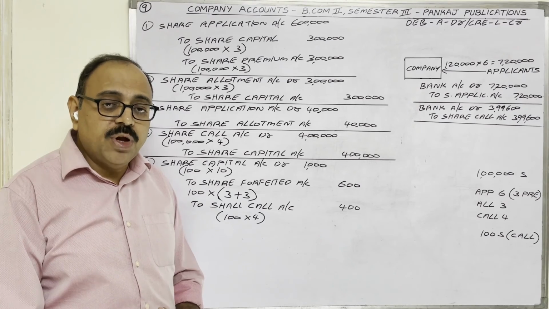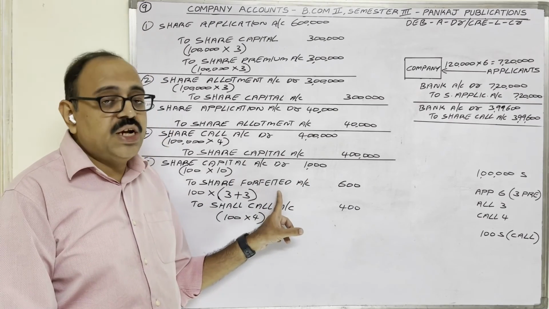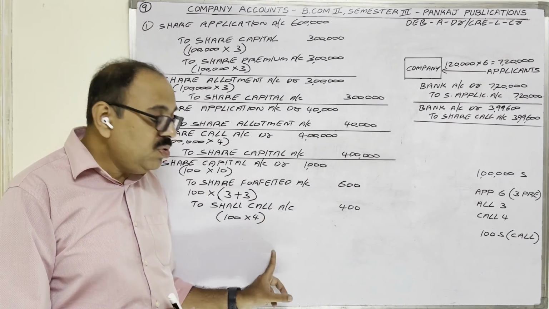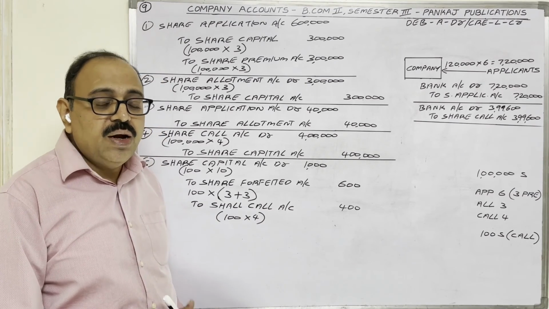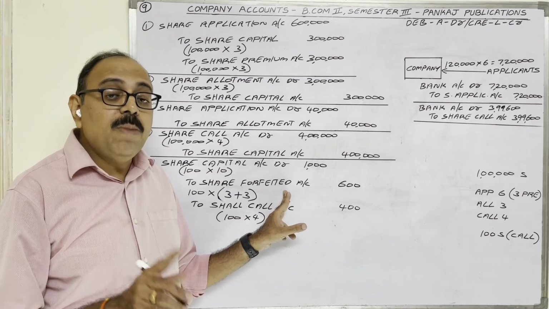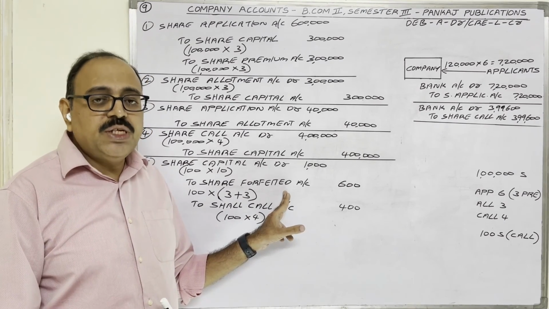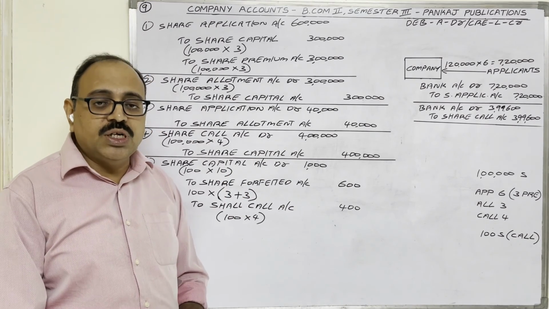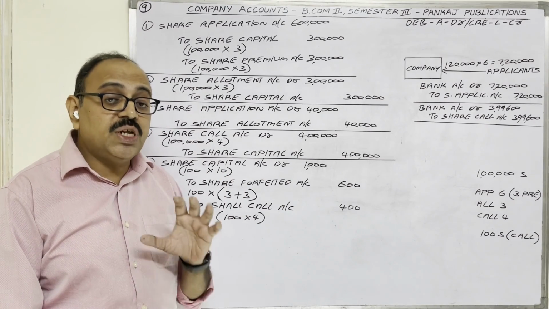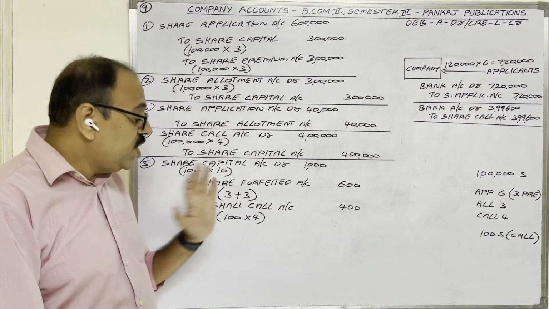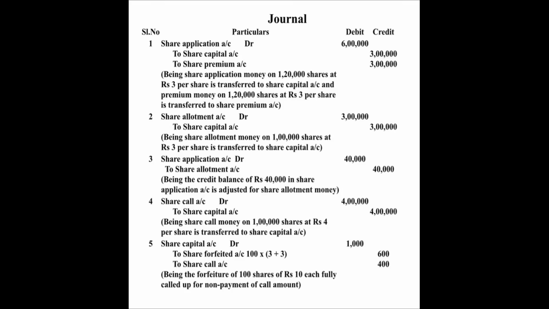In previous problems, after this forfeiture entry, we used to write two entries. One is for reissue, and the final entry is for transferring the credit balance of share forfeited account to capital reserve account. But in the present problem, up to forfeiture only he has given the information in the question. Reissue related information is not available in the question. Therefore, up to the fifth entry only we have to write. Take a screenshot of the journal.